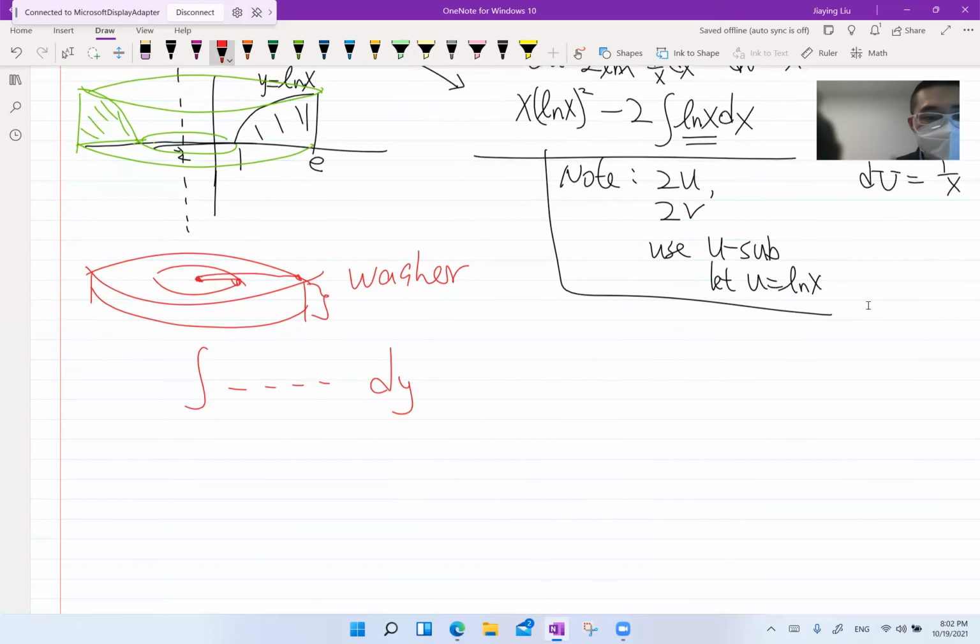So let me finish this. Using the washer method, the volume is the integral of pi times some radius squared. Again, it's the bigger radius squared minus the small radius squared, pi r squared, and then times the thickness.